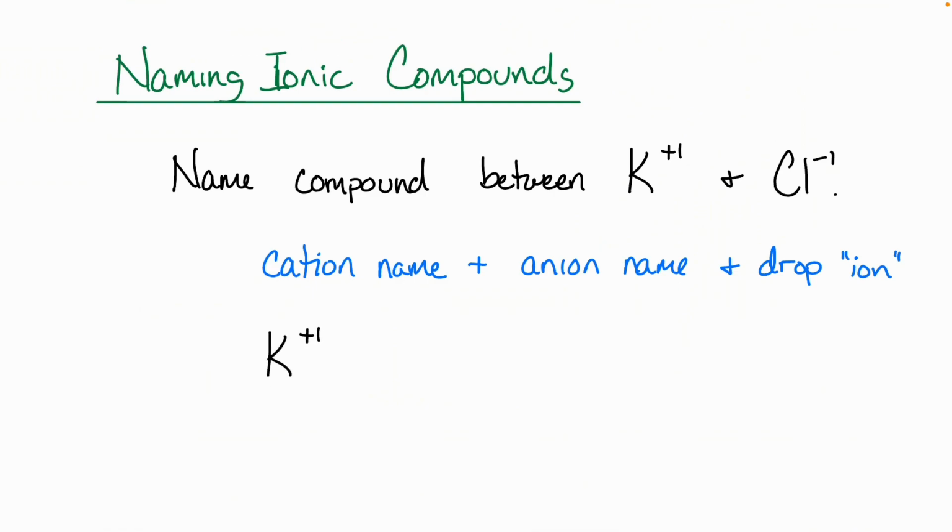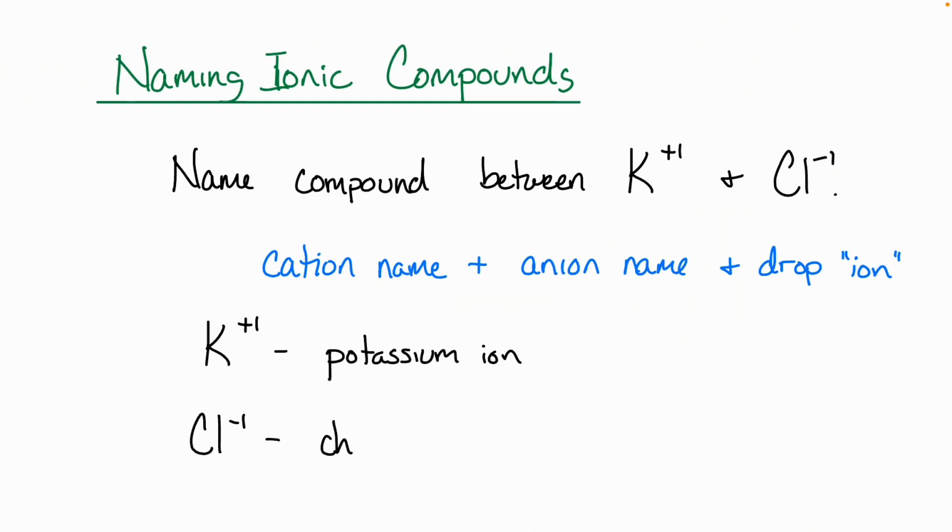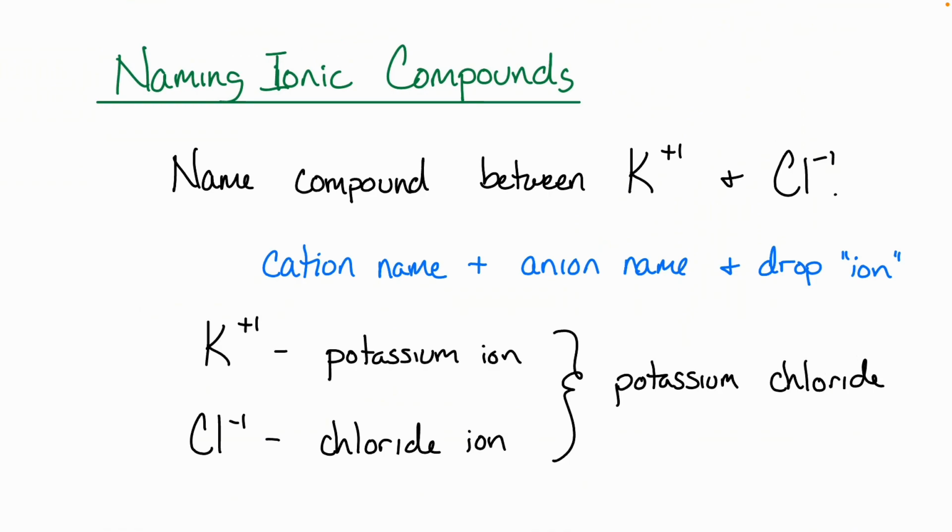So this guy right here, based on where it lived on the periodic table, it was a type 1. So I called this just simply a potassium ion. My anion, Cl-1, I had to take that element name, chlorine, but put on that IDE ending to make it the chloride ion. When I put these two together and I make a compound, all we're going to do is take that cation name, potassium, plus the anion name, chloride, and we're just going to drop the word ion when we put them together. So when these two form a compound, they would form potassium chloride.